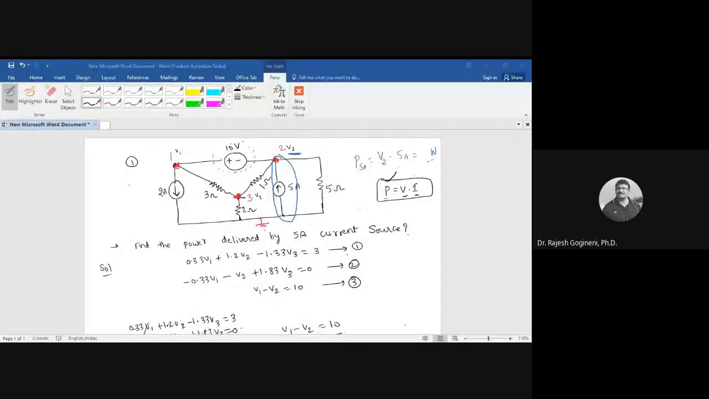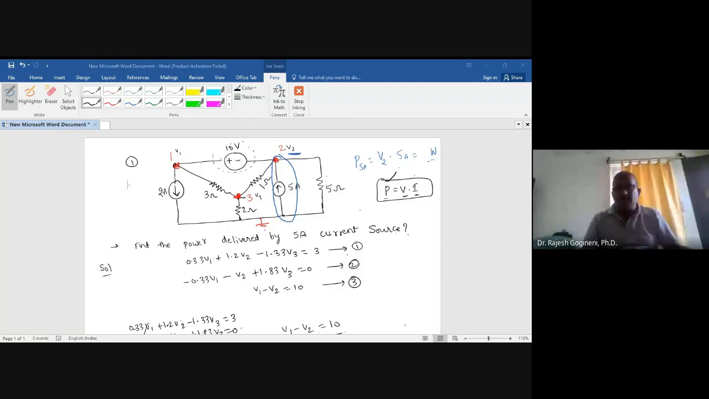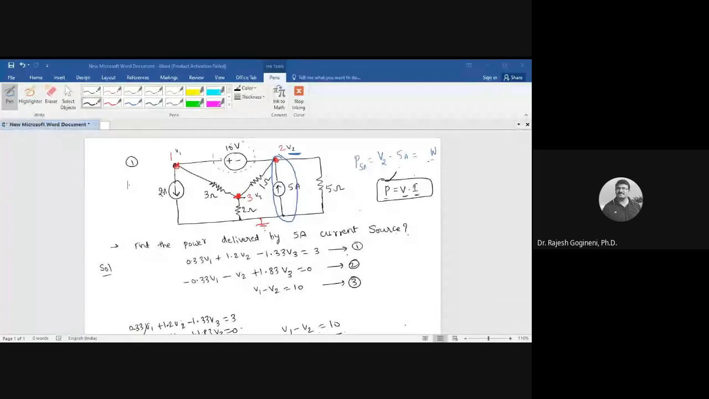So in yesterday's class, we discussed source transformation, right? What is a source transformation technique? What is source transformation? Yes, tell me what is the source transformation technique? Source transformation is to interchange the voltage source to current source.